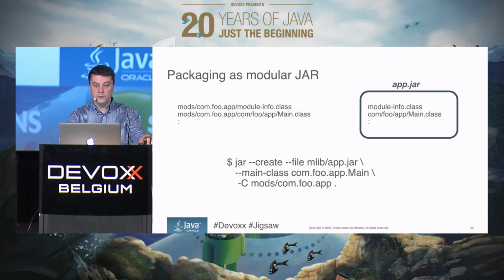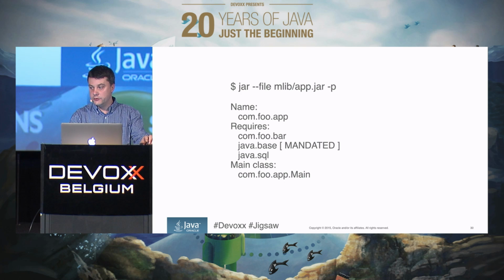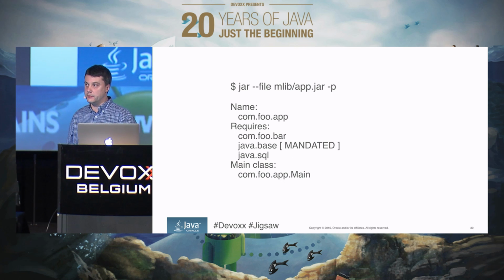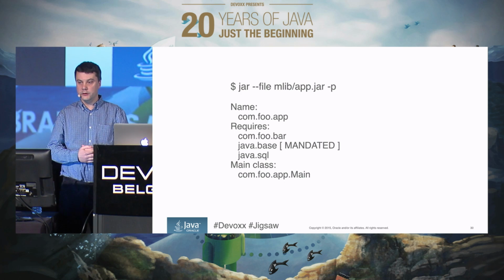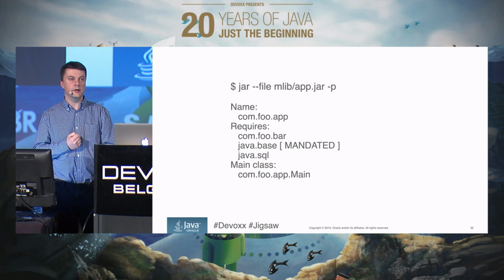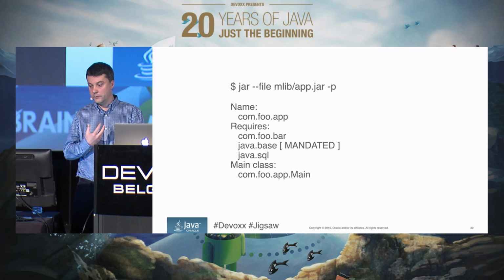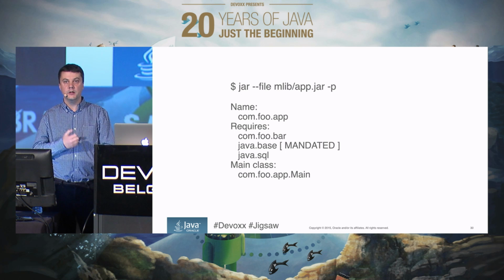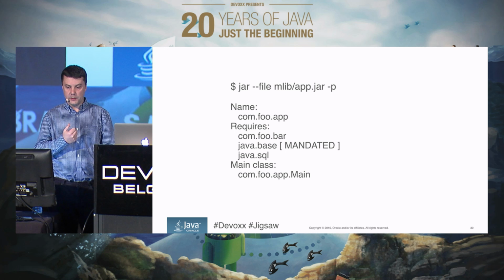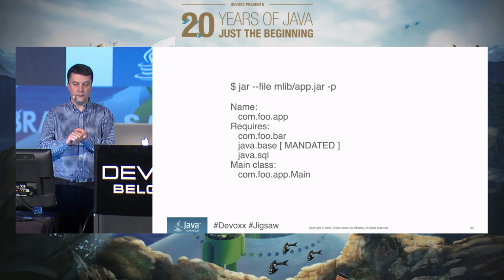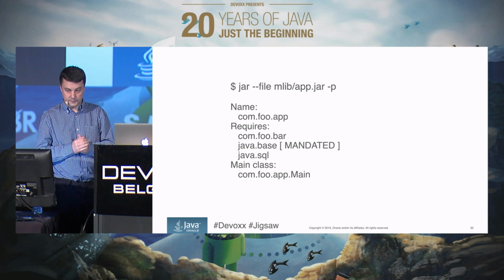I mentioned the jar tool being updated. Here's another option to print the module descriptor and see what's in a jar file. -p on this slide is short for the GNU version of --print-module-descriptor. It's just a shorter form of it. Being able to look at a jar file and see what module is in that jar file, what it depends on, and what its main class and other version details are, all of this can be printed out by the jar tool. This is quite useful.